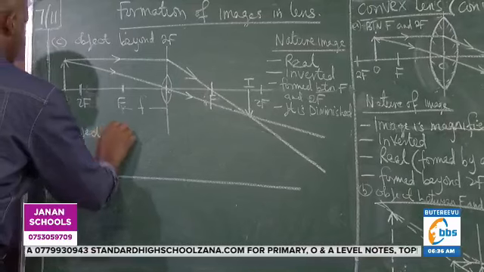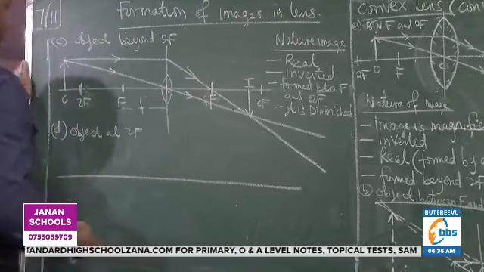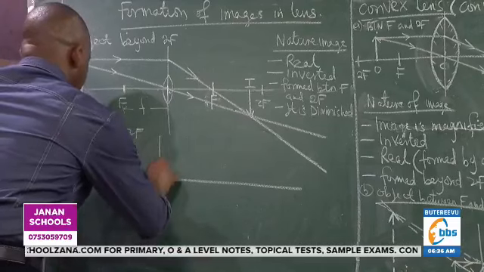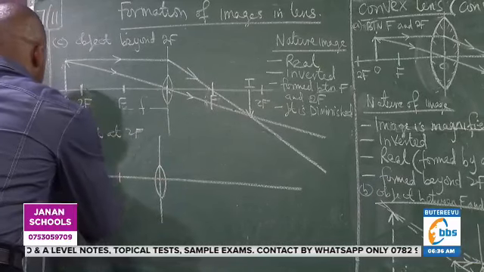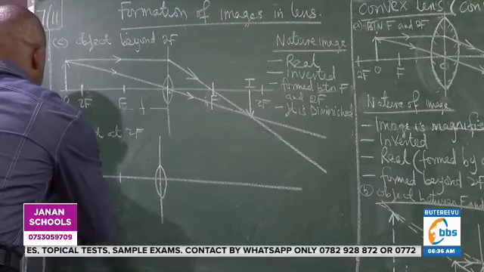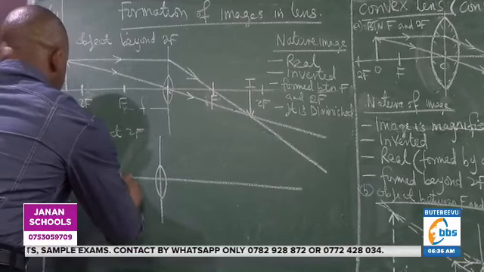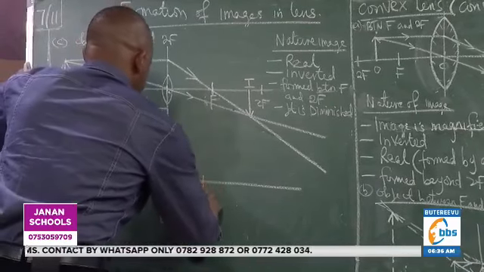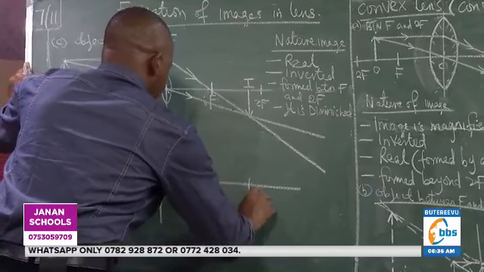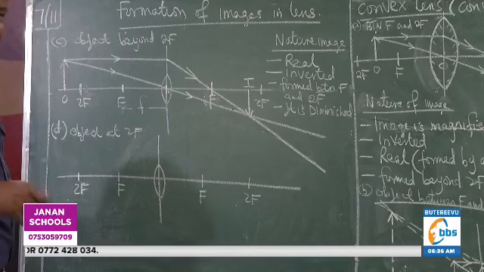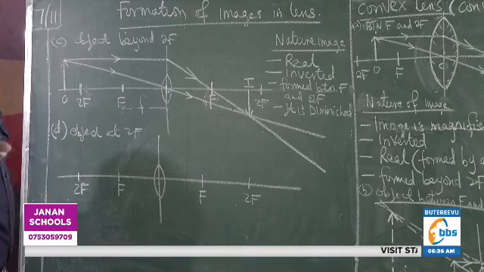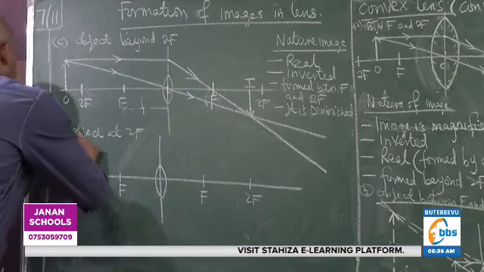Object at 2F. You are expected to be very accurate, and since I don't have a ruler, I will present what is expected from someone using accurate drawing tools. Remember, as we draw these diagrams, I keep on emphasizing that candidates or students of senior 5 and 6 that are following this lesson should note that you must always use a ruler. The object is at 2F. I place my object there.